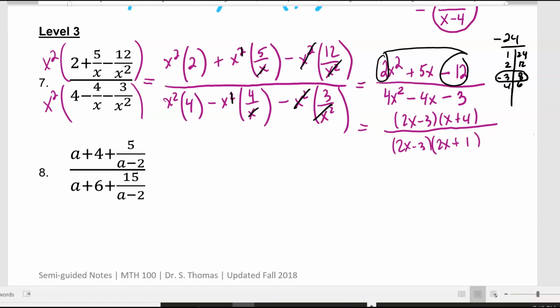Now, always multiply to make sure, right? You need to FOIL it out. I'm going to cancel those factors. And we have x plus 4 over 2x plus 1 as the final answer.